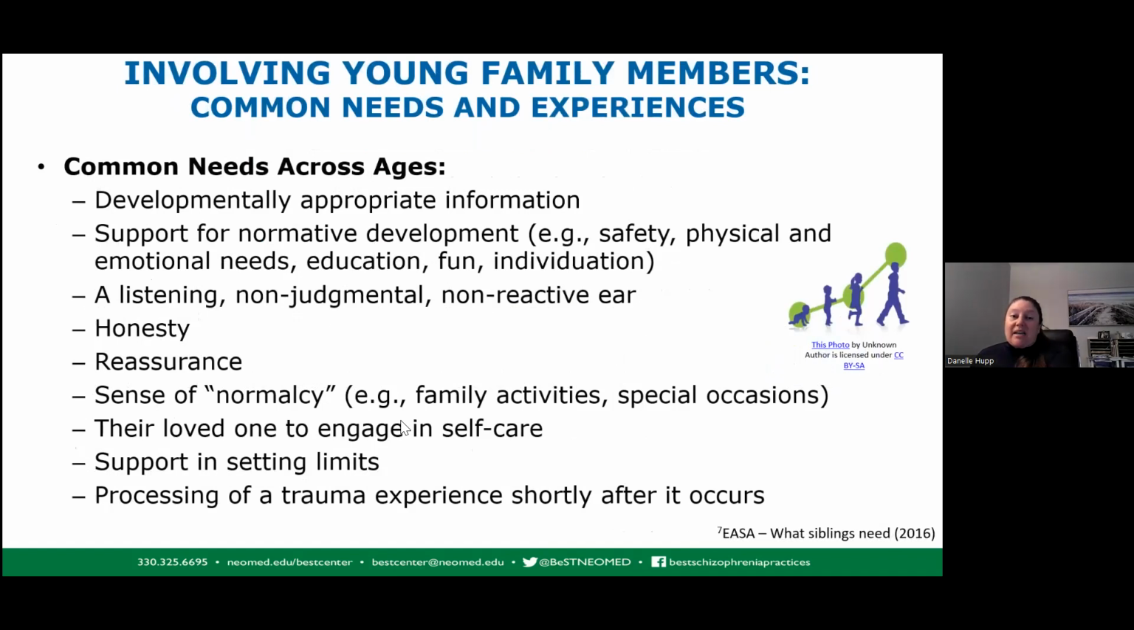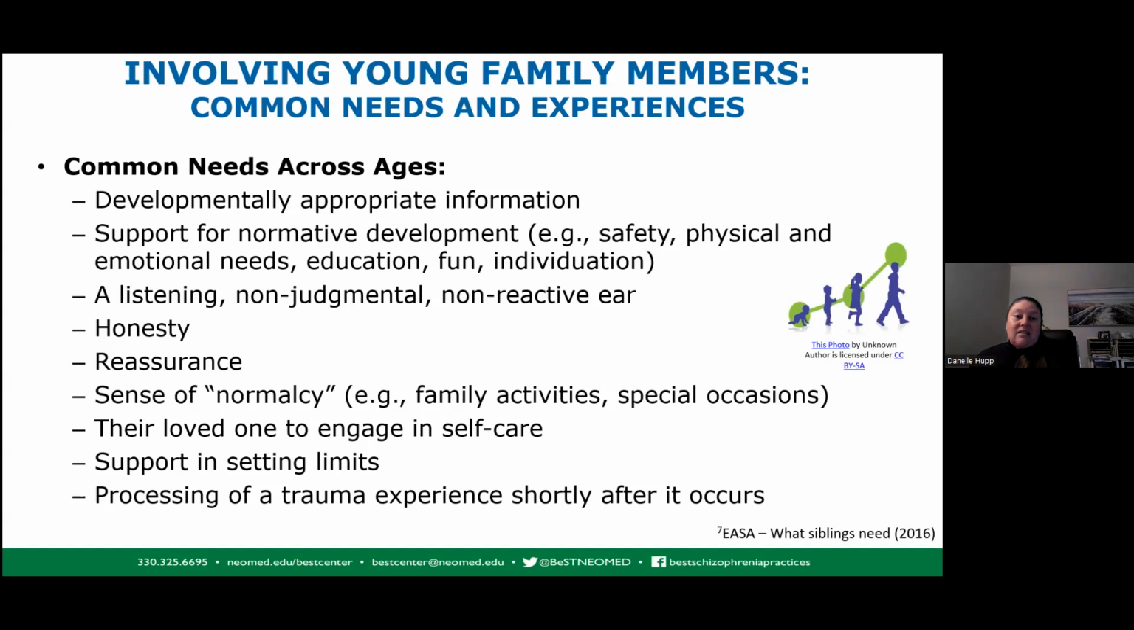So there are, I think, some commonalities across ages and developmental stages. Everyone needs developmentally appropriate information, but I think the key here is that they need some degree of information. They really need support for normative development. And what I mean by that is really having an opportunity to get their safety needs met, to know that they're safe at home. They have a right to feel safe at home, get their physical and emotional needs met, education, be able to start individuating as they grow and increase in age, and to be able to have fun. And so those normative developmental things, how do we ensure that that's happening for the young person, and how does the individual in treatment and other adults in the home support these activities?